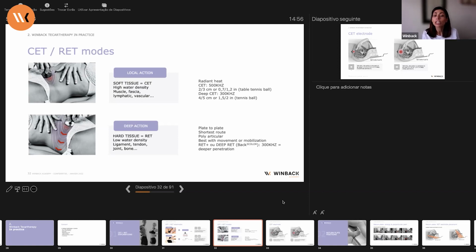In the depth, we can use the deep red or the red plus, that we work in 300 kilohertz, and we have a deeper penetration. When we work with the bracelets, we work on the red plus, on the deep red. Like this, we have a bit more stimulation and our hand substitutes the electrode, okay? The current passes through our hand, the area that we touch, okay?